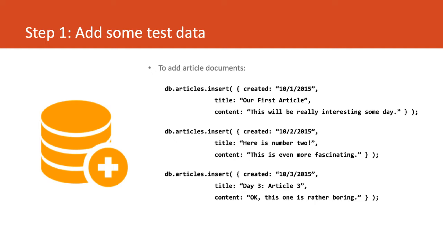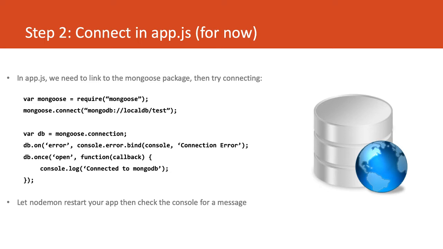So for step one, if we wanted to work with something like articles, we would insert some dummy data into our MongoDB in order to work with it. So in this case, we have 3 different articles. So as mentioned, just like Express, we require it into our app.js file, and then we will connect it to the string that is provided to us on Mongo Atlas.